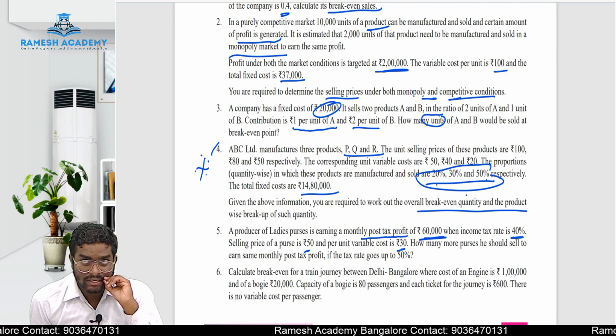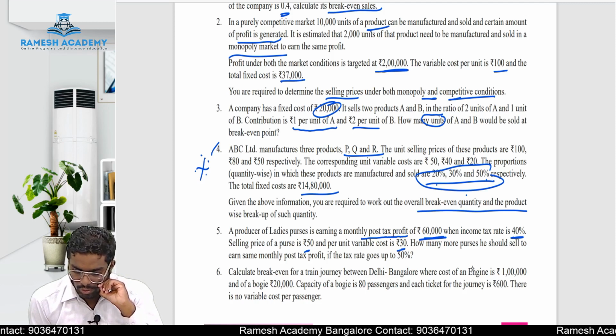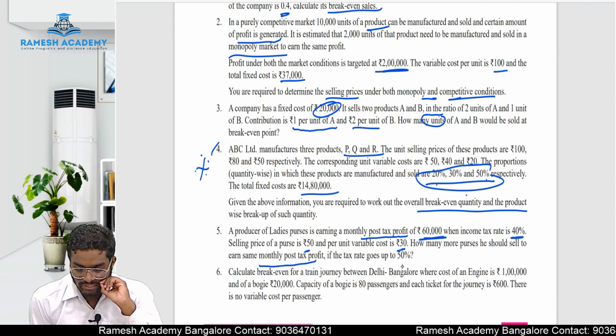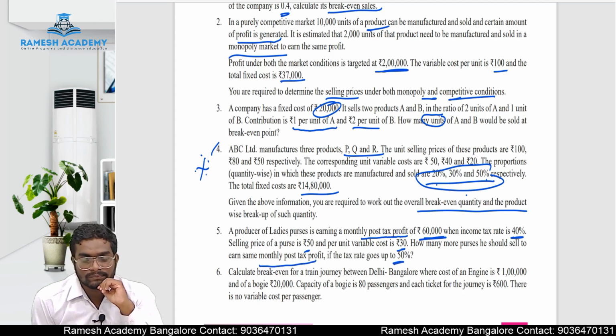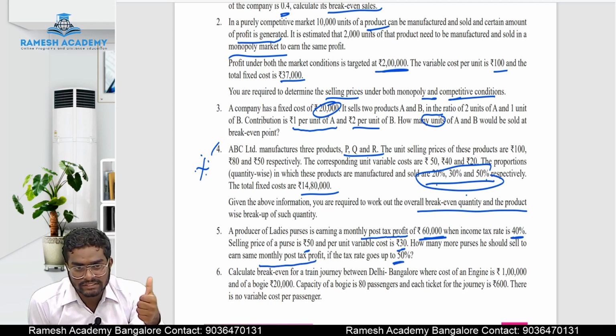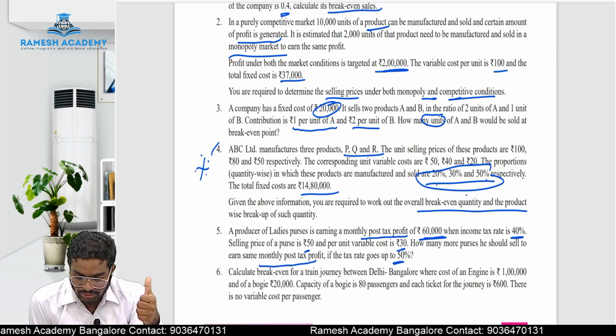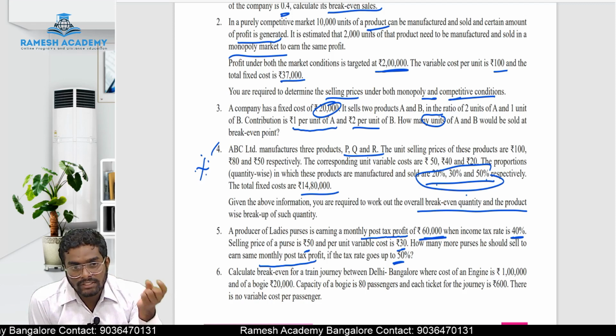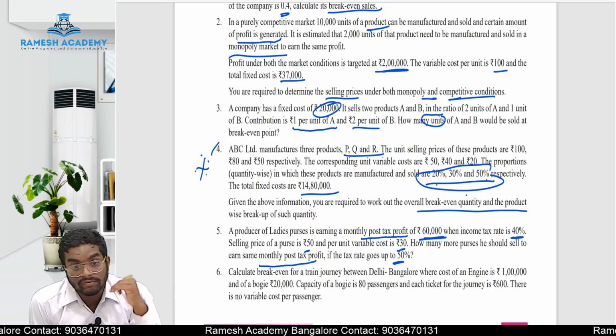So by this we can calculate contribution per unit. How many more purses should he sell to earn the same monthly post-tax profit if the tax rate is 50%? Now at 40% tax he is earning 60,000. He is asking how many more purses he should sell in order to earn the same profit at 50% tax.